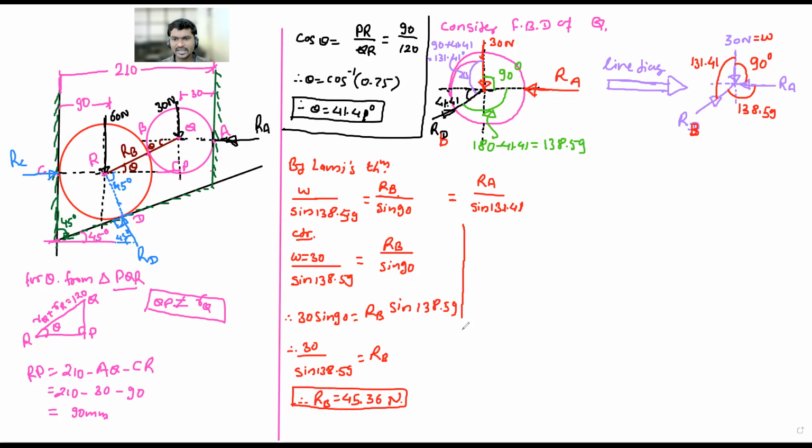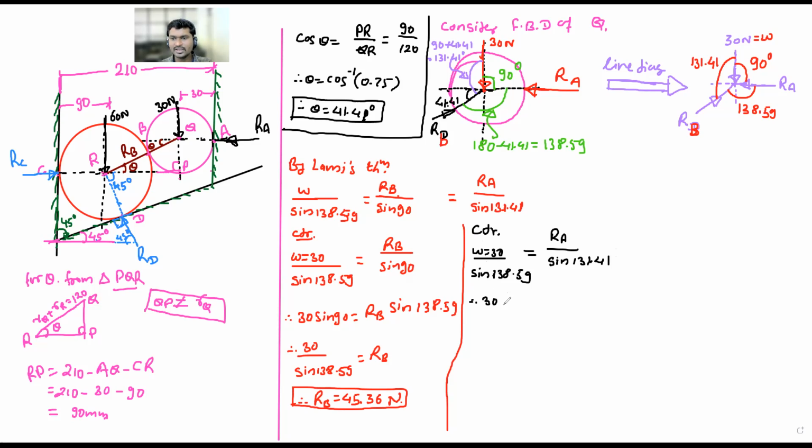Now we have to consider the next pair. हाँ बोला कोणती पेयर असेल आता. W and RA. So consider W equals 30 upon sine of 138.59 equals reaction RA divided by sine of 131.41. Go for cross multiplication.